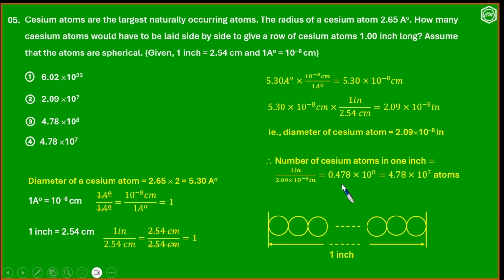Write it in scientific notation. We move the decimal place one place to its right. So the exponent decreases by 1. So it is 4.78 into 10 raised to 7 atoms. So the answer will be 4.